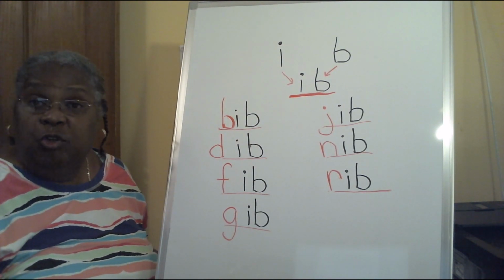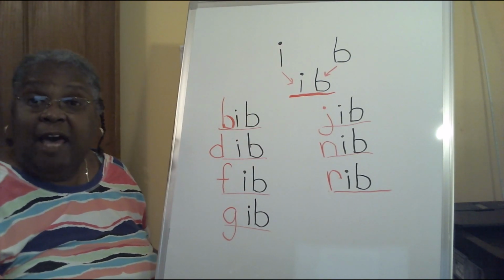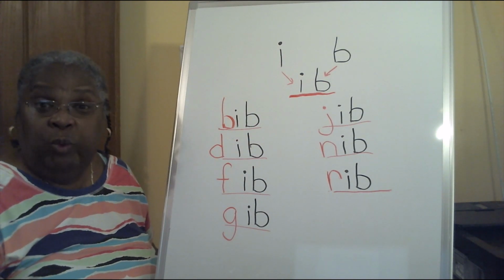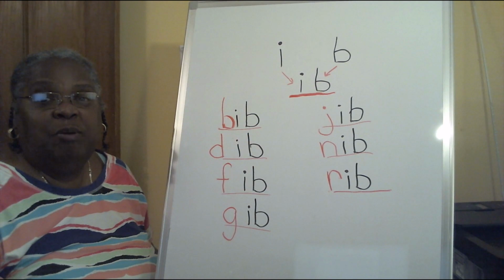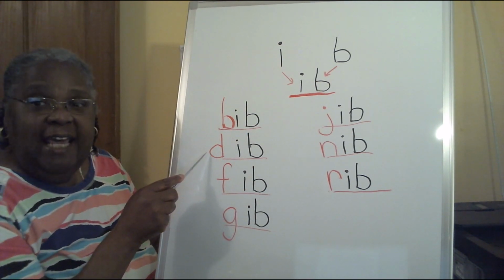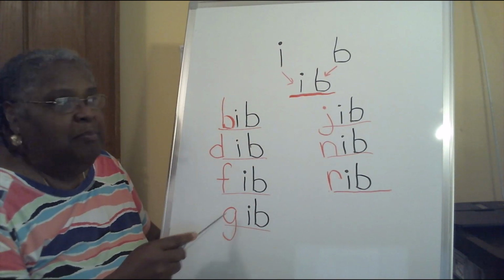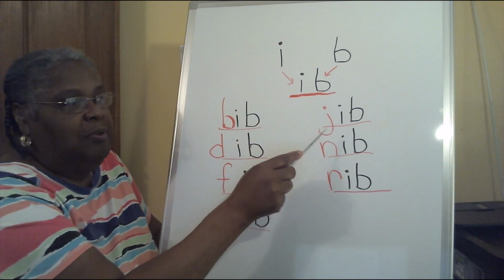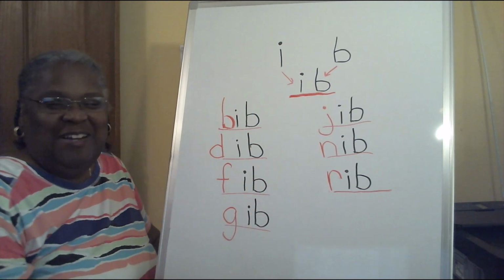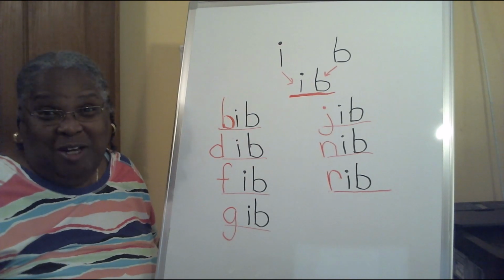Now we will review the words that we have formed in this lesson. Remember that we are to sound out the letters in each word with a smooth flow when we read the word. Ready? Repeat after me. Bib, dib, fib, gib, jib, nib, rib. Great job. Congratulations, you made it to the end of lesson 1.